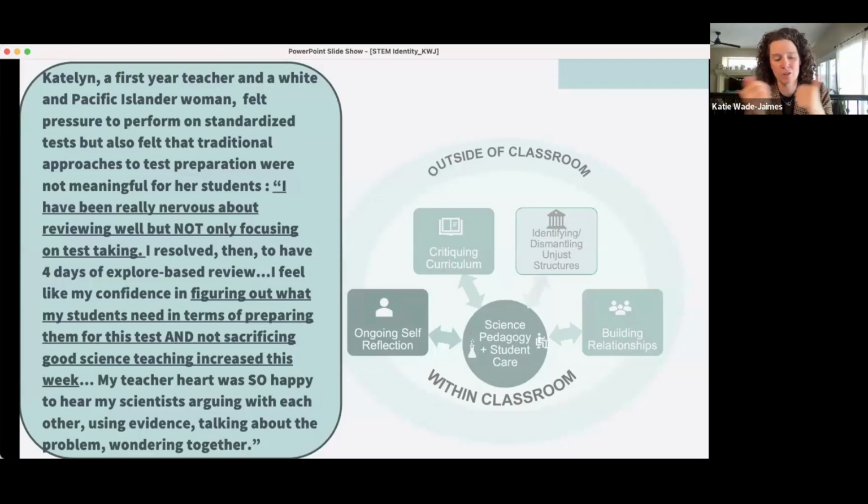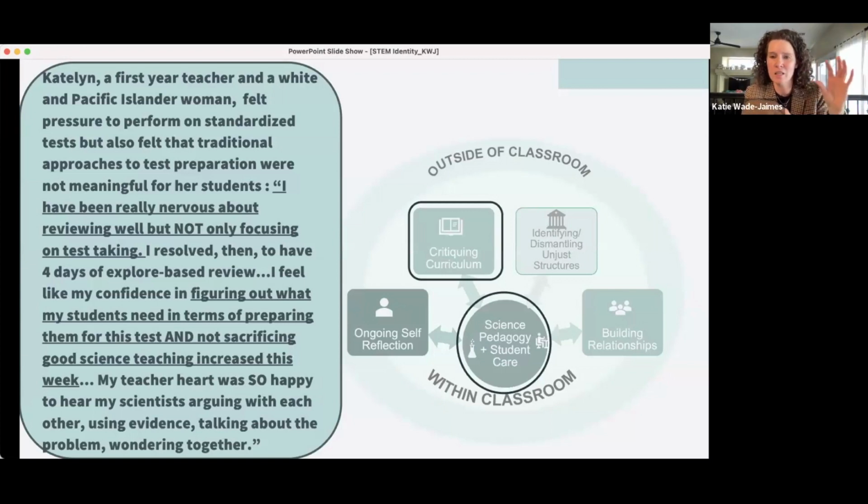And she talks about how her teacher heart was so happy to hear my scientists arguing with each other, using evidence, talking about the problem, wondering together. So she's critiquing this standardized curriculum that they have, and also really highlighting good science pedagogy in her care for her students. And by doing this, her students are able to really perform more meaningful science identities and develop the competence that they need beyond just taking tests, to perform well in science.